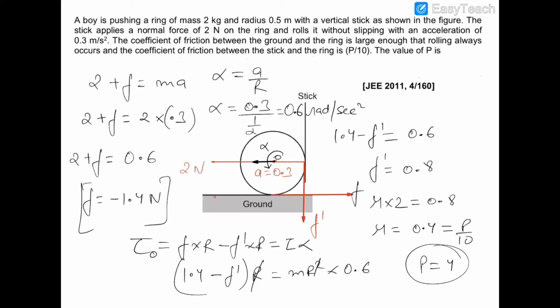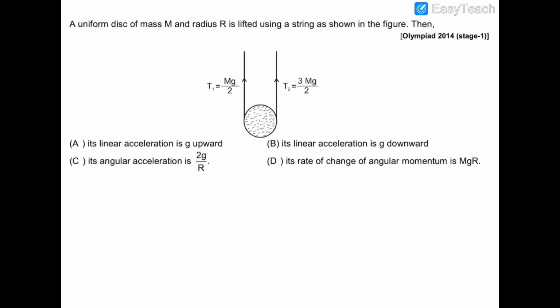Now let's move on to the next question. In this question, there is a uniform disk of mass m and radius r.